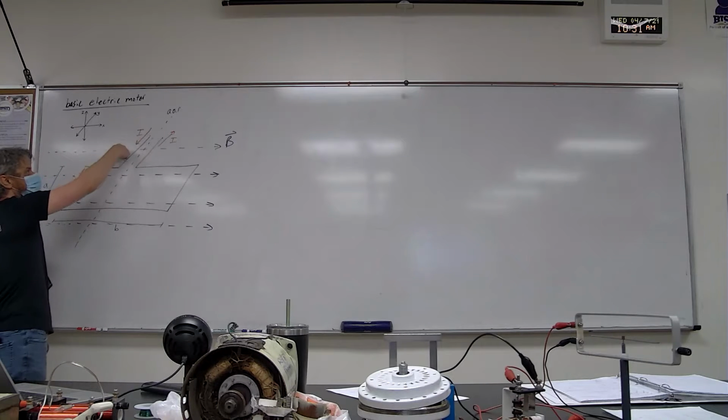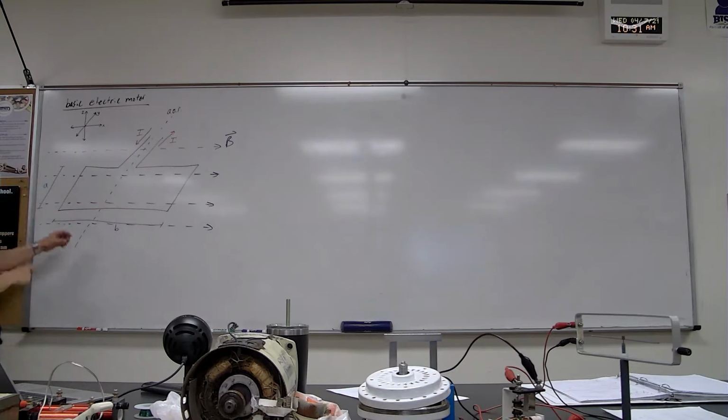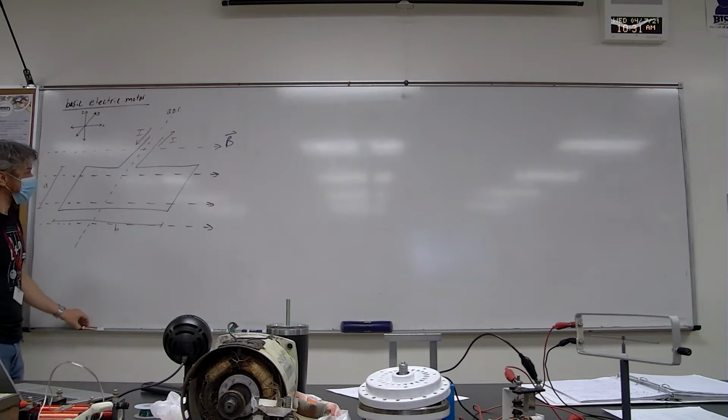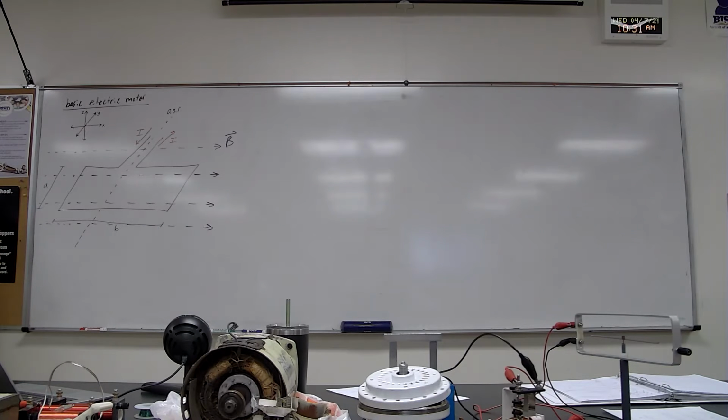The current's going to come in here, and then it's going to go across that side, down this one, that one, and then out that way. This dimension for the loop has length A. This dimension has length B. And first, what I want to say is what parts of the loop are going to feel forces, and what parts of the loop are not going to feel forces.